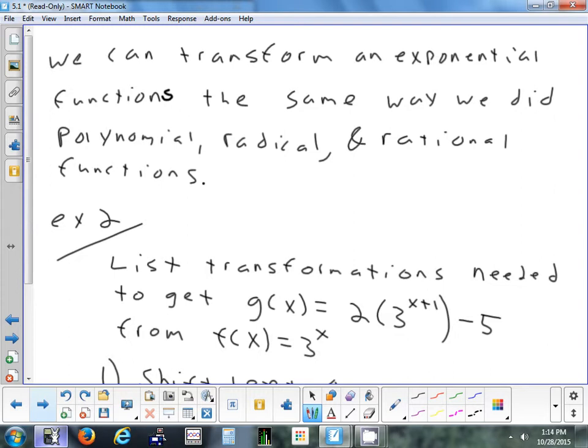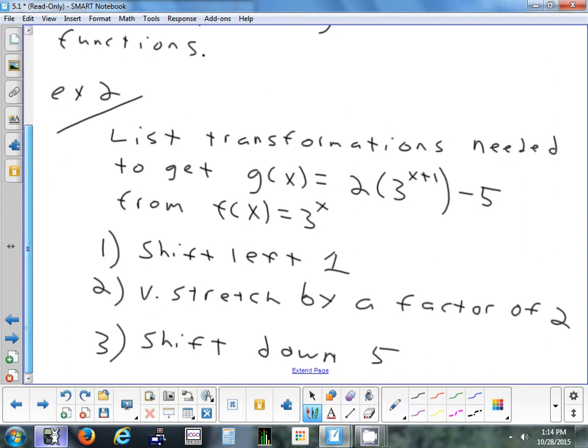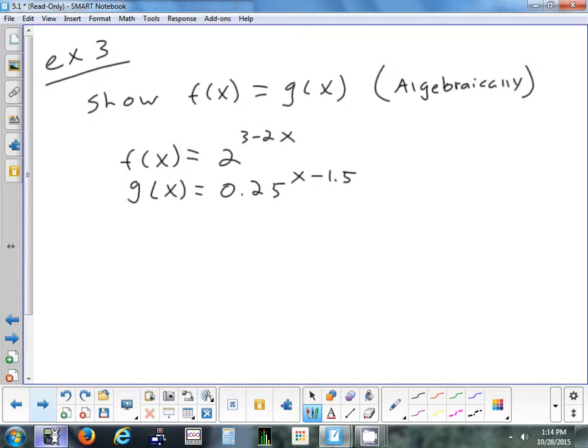Now that flip, would that be step number 3? If there was a negative in front of the 2? Yep, so first thing is you still do the shift left, then you could do the vertical stretch, then I would say do the flip. That's fine. And we always do the vertical shift last. Okay, any other questions on that? All right, so that's it for the transformation.